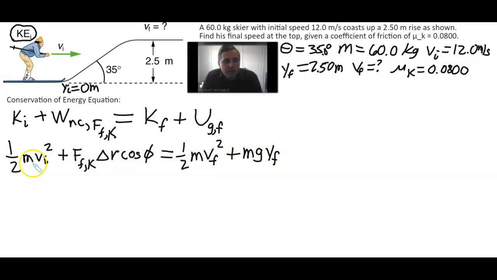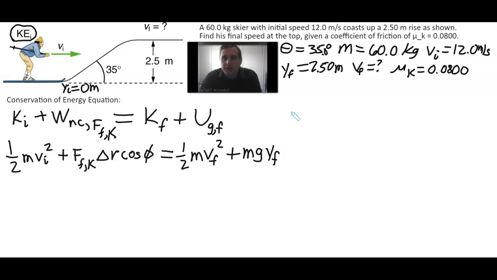Okay, so looks like we have most of these variables, m and v initial. We're looking for v final. We always know what g is on Earth, and we know what y final is, but we don't know what phi is, and we don't know what delta r is, and we need to talk about this friction. Okay, so let's do a little aside here on friction. Okay, first of all, we're assuming that the skier is on an inclined plane.